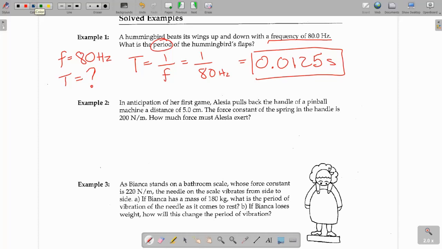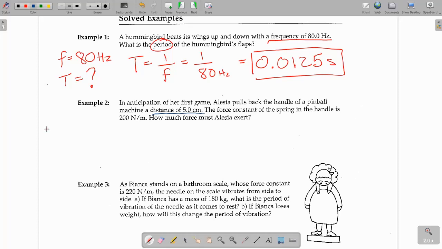In anticipation of her first game, Alicia pulls back the handle of a pinball machine a distance of 5 centimeters. Okay, so let's pause there and let's think about what that is. We're talking about a spring, right? So if you ever played pinball, you pull that handle back and there's a spring that basically brings it back to its equilibrium position, right? That restoring force is a spring.